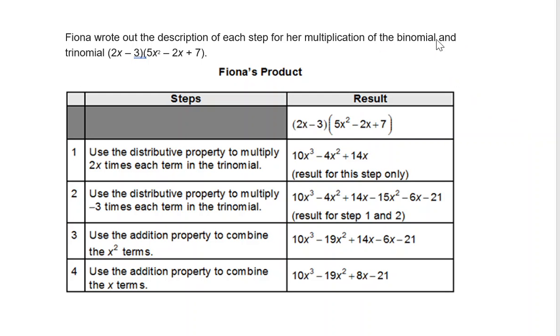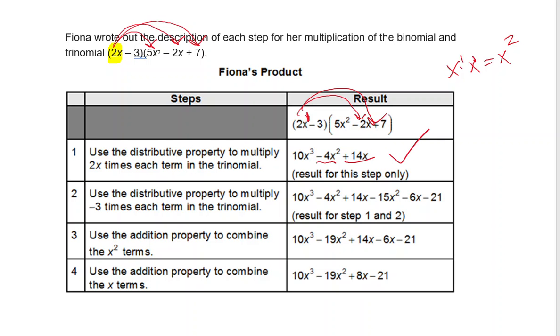One more example for multiplying a binomial times a trinomial. This example has us using the distributive property, which means we're going to start off by distributing the 2x, that's what they're saying here, to each term in the trinomial. So 2x times each of the terms in the trinomial, 2x times 5x squared. Multiplying 2x times 5x squared does give me 10x cubed because we add the exponents. X to the first times x squared is x cubed. 2x times negative 2x is negative 4x squared. X times x is always x squared because 1 plus 1 is 2. And then 2x times positive 7 is positive 14x. So this is for distributing the 2x, and that is correct.